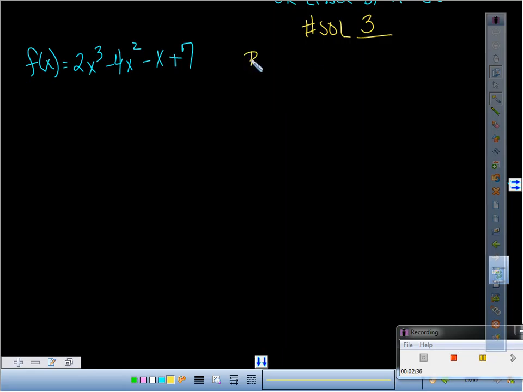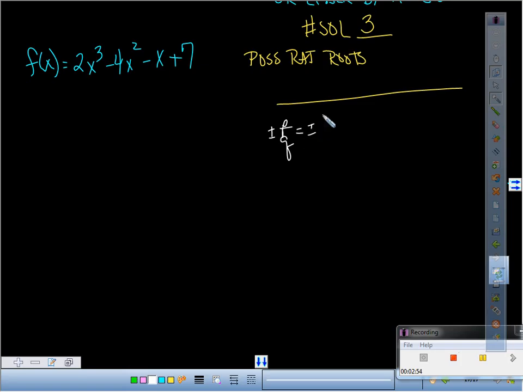What if I asked you to list the possible rational roots? Could you do that? Yeah. Okay. So, tell me how to do that. Plus or minus p over q, and who is p? 7 over the leading coefficient 2. It's always the factors of a constant over the factors of the leading coefficient. So, plus or minus. What are the factors of 7? What are the factors of 2?